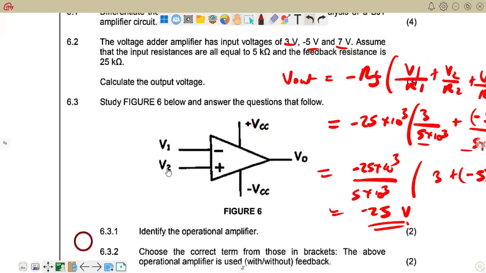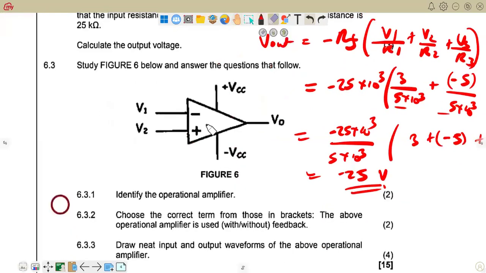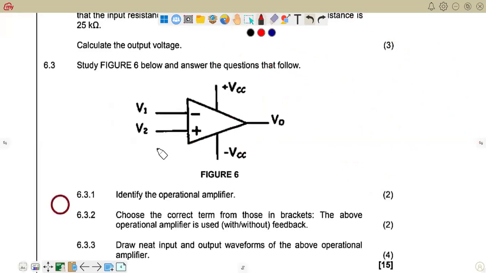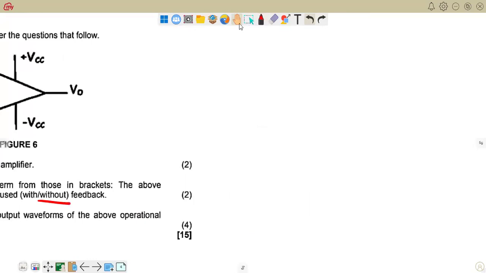Study the figure 6 below. Answer the questions that follow. Identify the operational amplifier. That's a comparator. It is a comparator actually. Then choose the correct term for those in brackets: the above operational amplifier is used with or without feedback. As you can see, it doesn't have a feedback, so it is used without feedback. The next question says draw a neat labeled diagram of that operational amplifier.